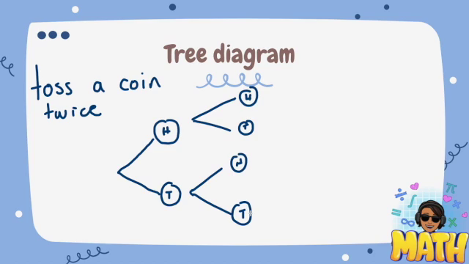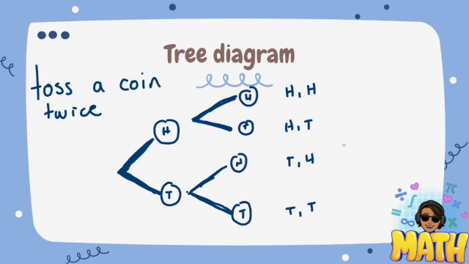Now, remember that in this one, the end of each branch represents the combined event. So here, if we go this way, we get head and head. And if we go this way, head and then tail, so we're going to have head and tail. Or in this way, we're going to have tail and head. And then we could have tail and tail, right?